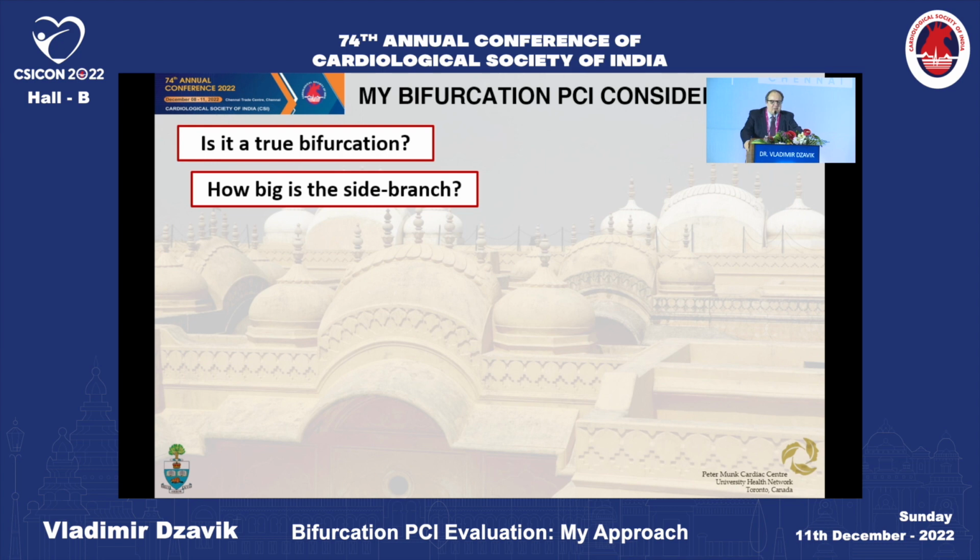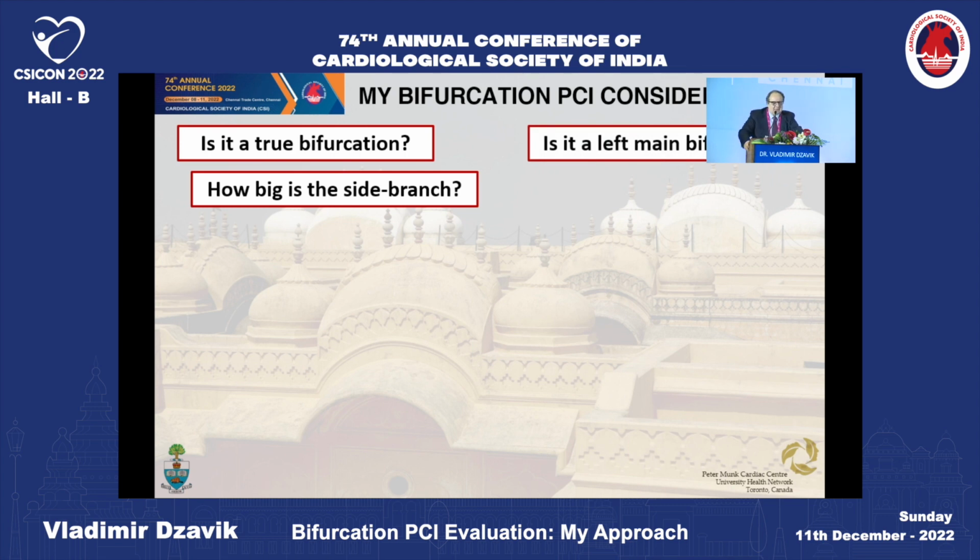How big is the side branch? Now, there are several aspects to this. What is the diameter of the side branch? Generally, we would want it to be at least 2.5 millimeters, minimum 2 millimeters, to consider stenting. So the size is not just the diameter, but the length, and therefore, how much territory does the side branch subtend?